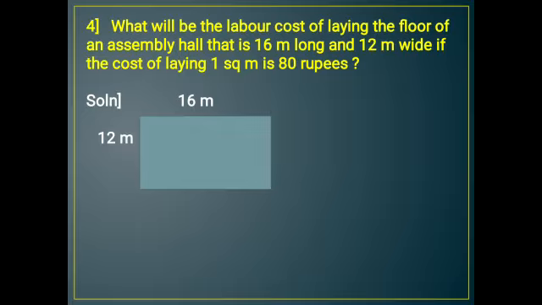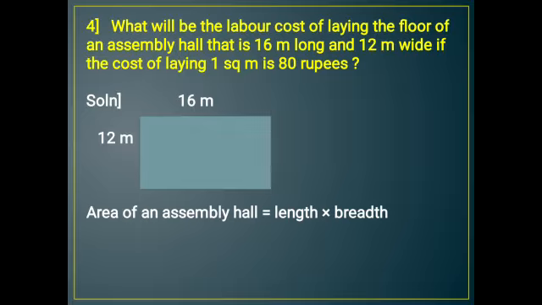Why? Because it is having length and breadth, that is 16 meter long and 12 meter wide. We know that 1 square meter is equal to 80 rupees. So what is the cost of the whole plot, or the whole cost of laying the floor? So we will find it. First we will draw the figure, that is 16 meter and 12 meter.